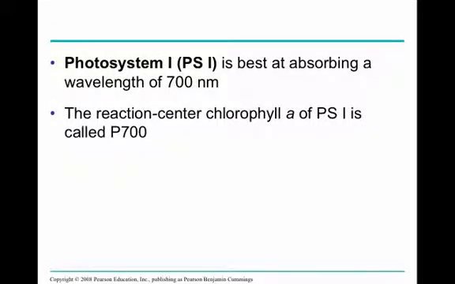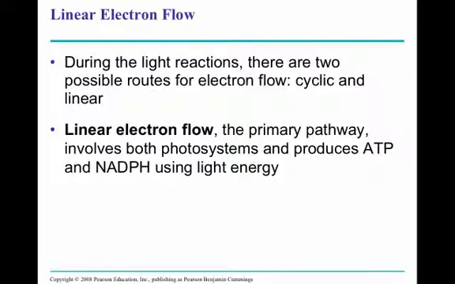Photosystem 1, which happened second in the process, but it was the first one to be discovered, absorbs wavelength of light best at about 700 nanometers. So how do they work? Well, really in the light reaction, there are two ways that the electron can move through the photosystems, and we call it cyclic and linear, or cyclic and non-cyclic.